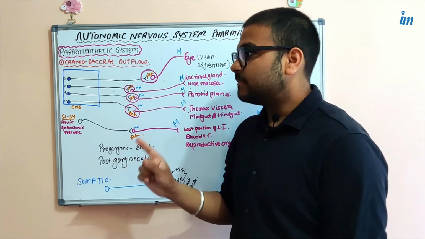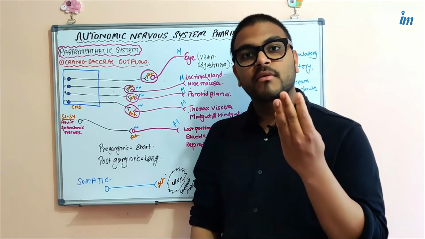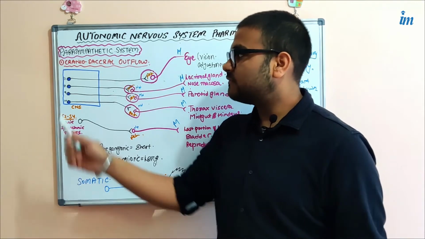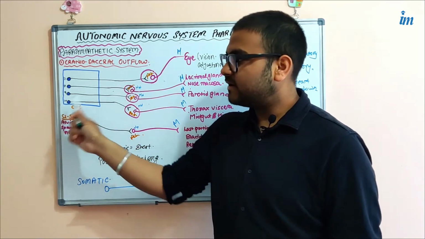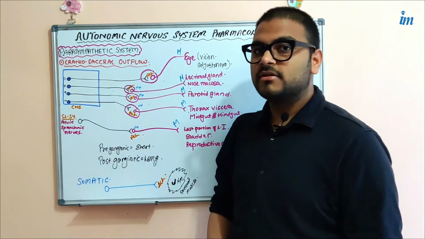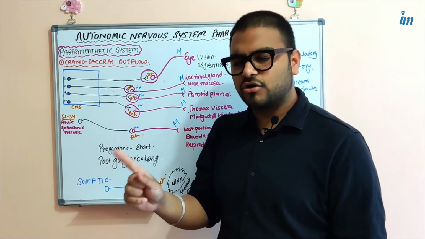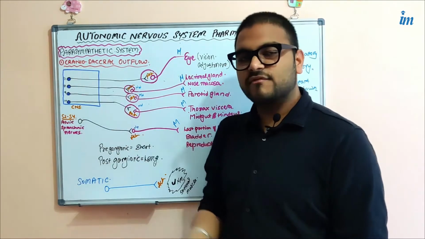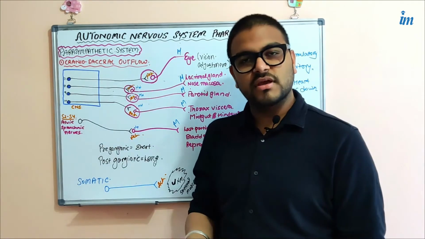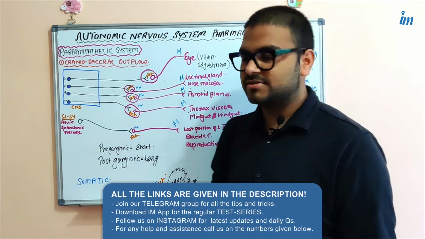But the parasympathetic neurons originate from four cranial nerve nuclei. Which cranial nerves? 3, 7, 9, 10. You should remember these: 3, 7, 9, 10. The third is the nucleus of the oculomotor nerve. The seventh nerve nucleus is the facial nerve. The ninth nerve nucleus is the glossopharyngeal. The 10th nerve, very famous, is the vagus.